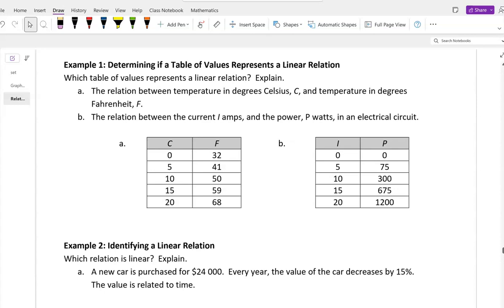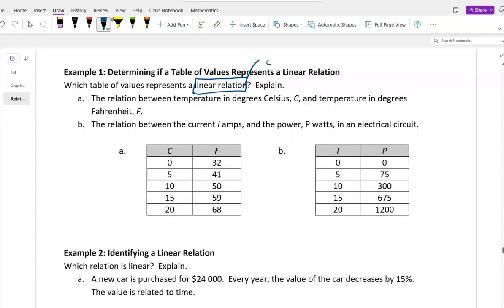Let's try some. Which table of values represents a linear relation? So the other ones I told you they were linear. This time I want you to decide if they're linear. How do I know they will be linear? It will be a constant or a consistent rate of change. So the change in y divided by the change in x will be consistent.